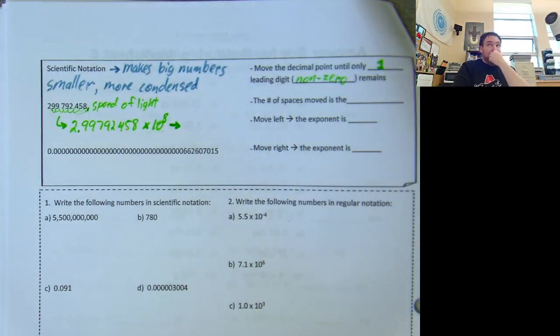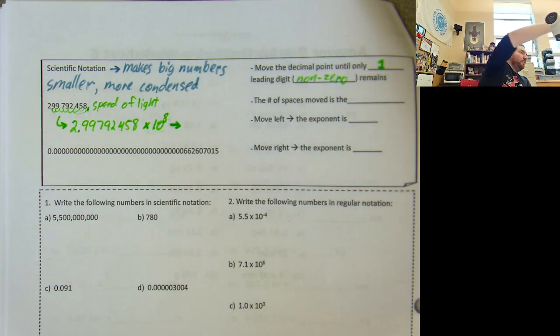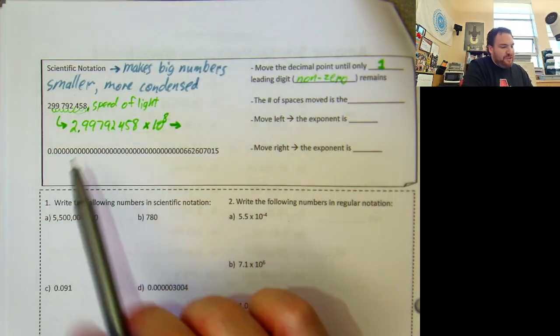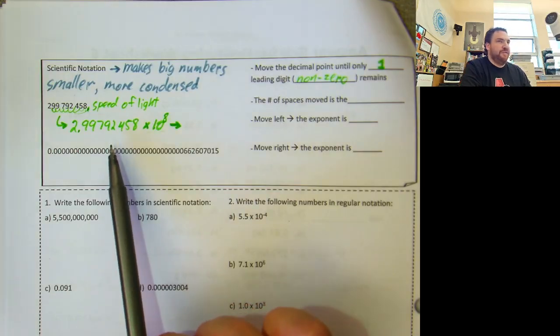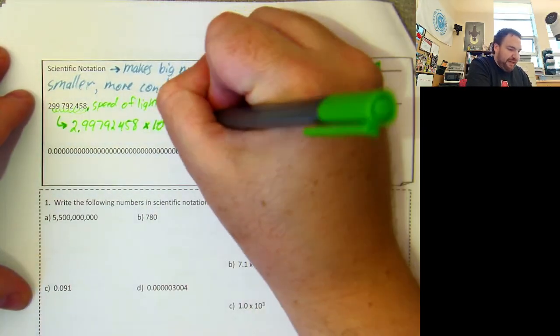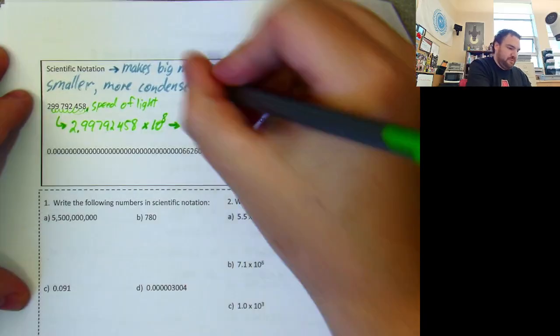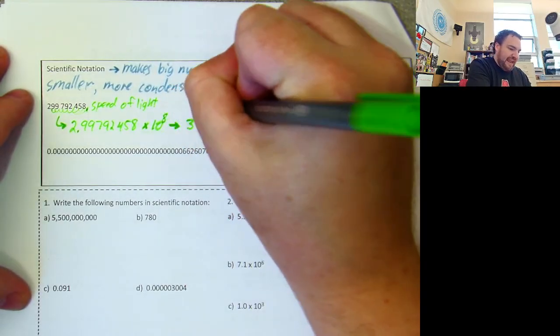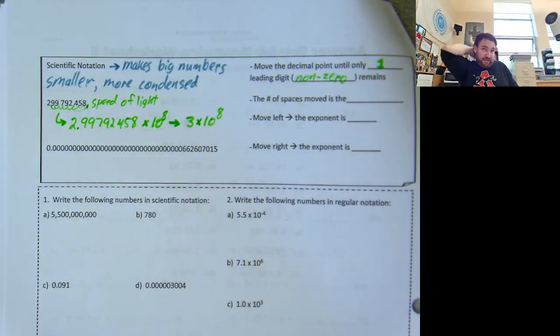With scientific notation, what do we often do? What do we always do? Five letters, starts with an R. Yes, Thor. You round. So we don't write 299,792,458. We round that to 3 times 10 to the 8. And now you actually have something condensed.